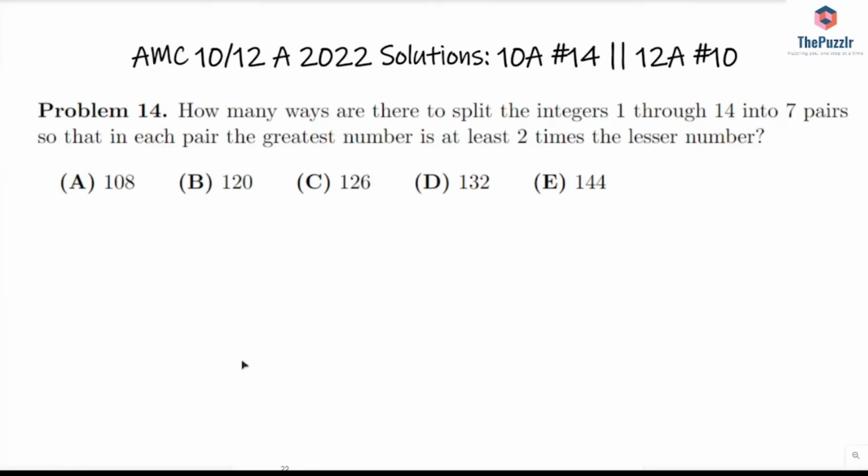Problem number 14 from the AMC 10A, which was also number 10 of the 12A. How many ways are there to split the integers 1 through 14 into 7 pairs so that in each pair the greatest number is at least 2 times the lesser number?